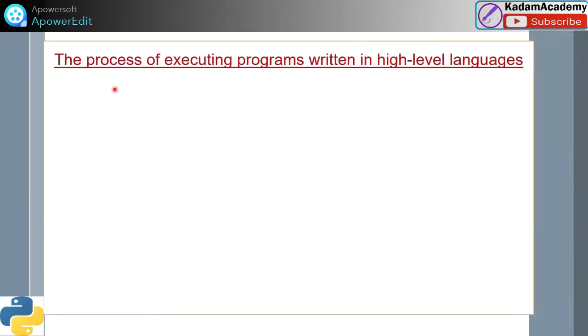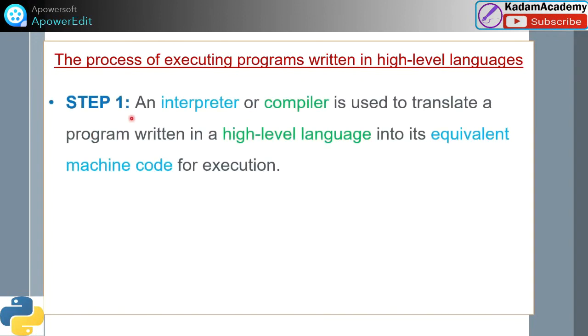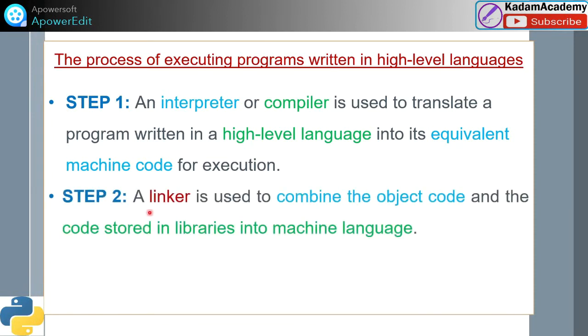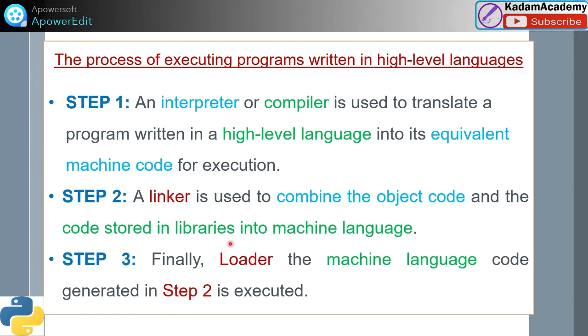Okay. What will happen? The process of execution of a program written in a high level language. Just see in step 1, an interpreter or compiler is used to translate a program written in a high level language into equivalent machine code for execution. In step 2, a linker is used to combine the object code and the code stored in libraries into machine language. Finally, the loader: the machine language code generated in step 2 is executed.